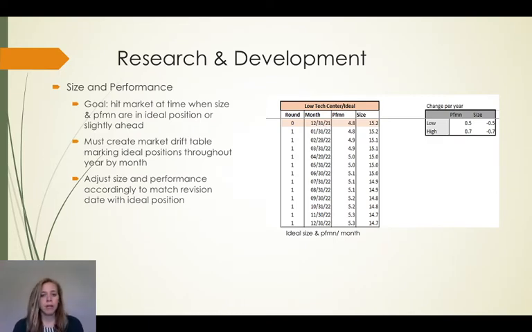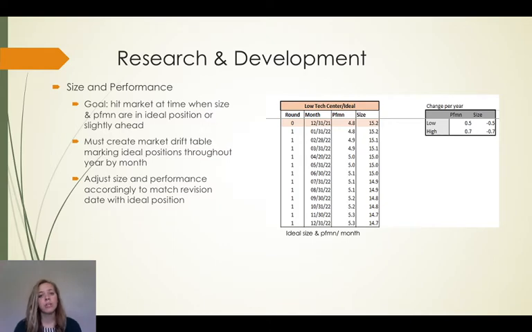So for size and performance decisions, our goal was to hit the market at the time when the size and performance we decided upon were the ideal position, or at least slightly ahead of the trend line. And we had to create a market drift table that showed the ideal positions throughout the year by month. Since you would create a product and it would come out at some point in the middle of the year, and we were actually given the ideal positions for each year end.